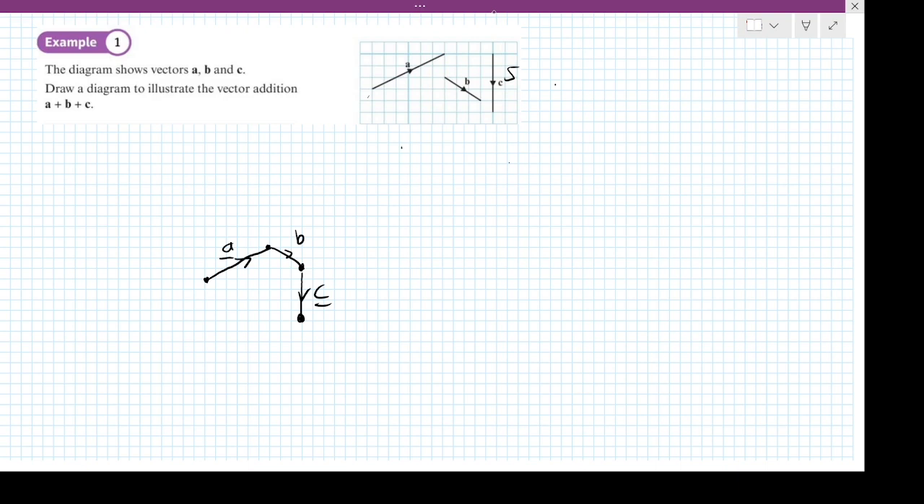But notice I can just draw a single vector between the start of A and the end of C. Very similar to the triangle law, but instead of 2 vectors, I've got 3. So that would just be A and B and C, the vector A, B and C on the diagram. We can add multiple vectors in this way with a diagram by drawing the line from the start of one vector to the end of the last vector.